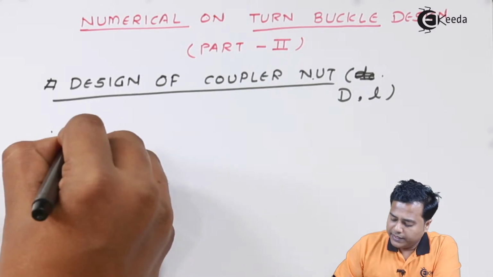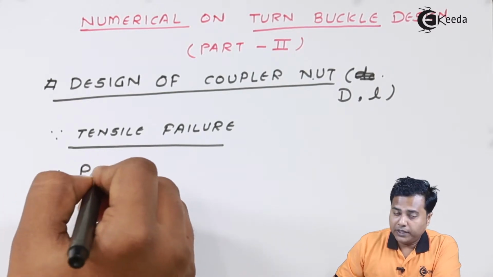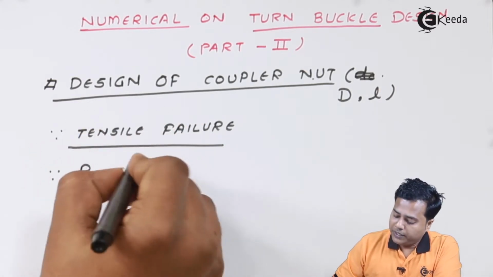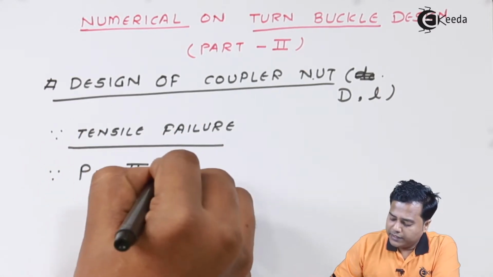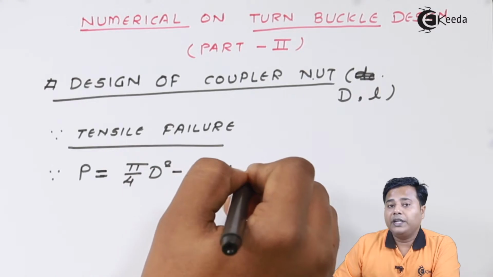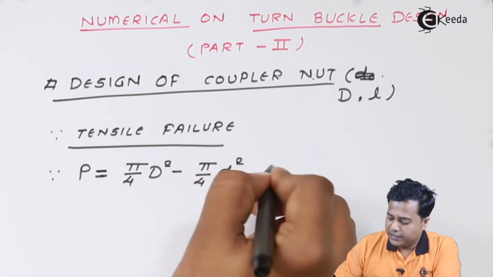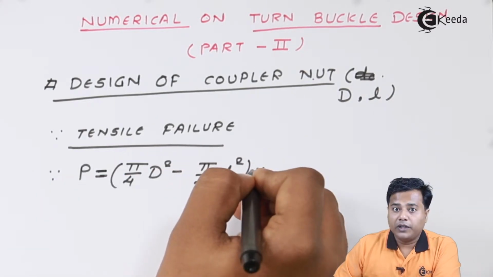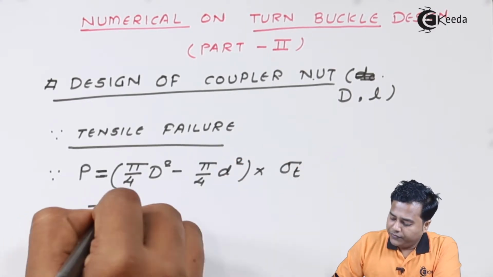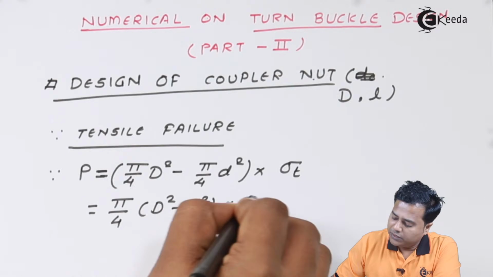So when we consider tensile failure, we know that the axial load P will be given by the projected area. Now this time the projected area of the nut will be equal to pi by 4 its outer diameter square minus pi by 4 its inner diameter. Now inner diameter we are considering the outer diameter of the tie rod, d square, into its failure criteria, which is tensile failure. So it comes out to be sigma t or sigma allowable. Here if you take it out common, it becomes D square minus small d square into sigma t.